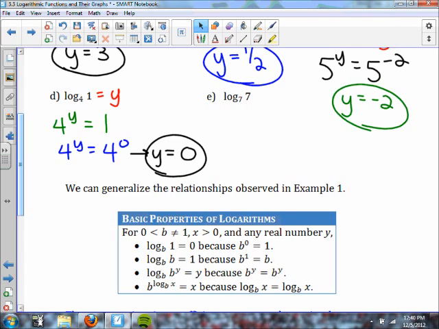Do you need that blue step? No, you don't need the blue step, but it might be helpful if you need a little bit of explanation.